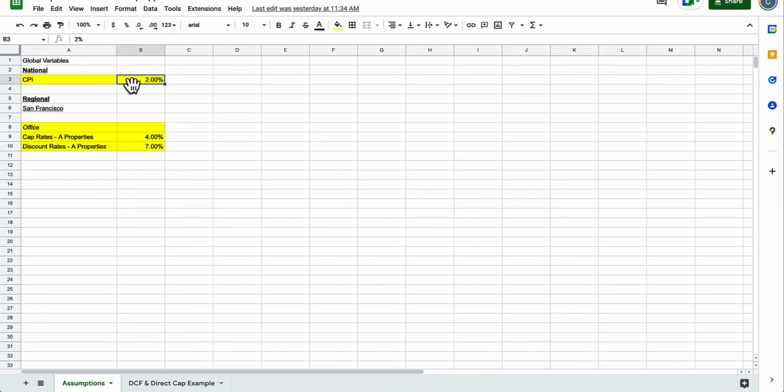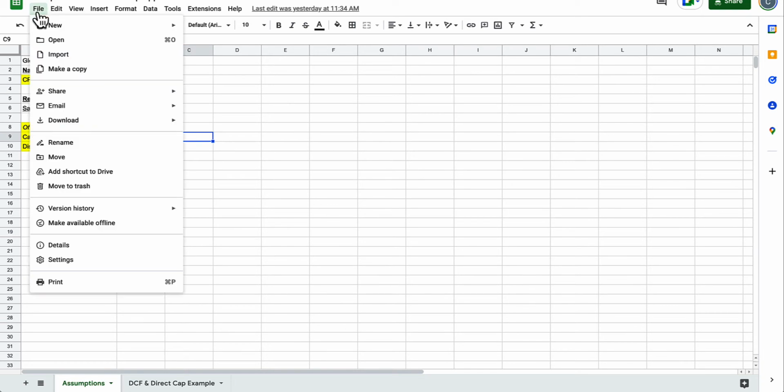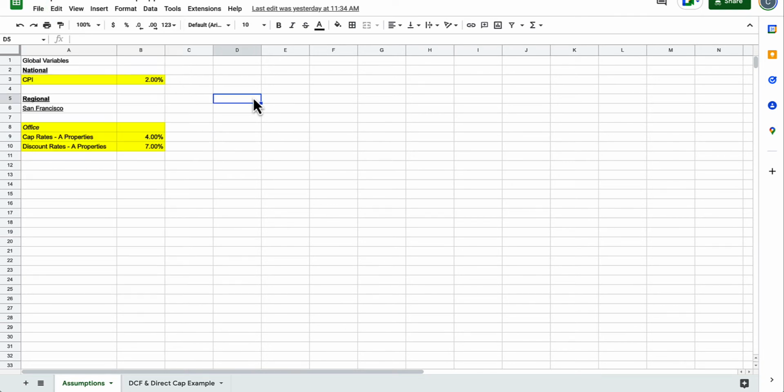You can't edit this copy that I'm working on, because if we all edited it, we'd all be writing over each other's work. So just go to File and then make a copy, and then you can work on and use this as a template.